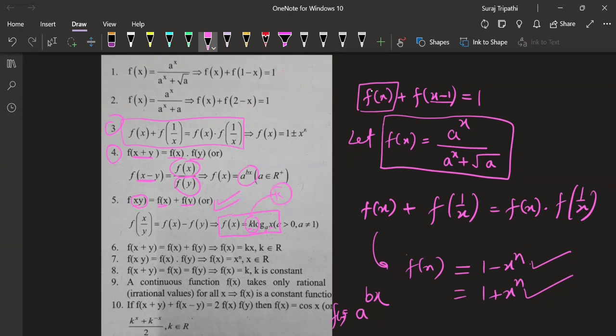Similarly, we have to find the base of the same number. Some values will be given in the question. Using those values, we will find the values of k and a. Then we will put the value of k here and a here, and that will be our original function. Similarly, x plus y, this is equals to f of x plus f of y. For that type of function, we have to consider f of x equals to kx.